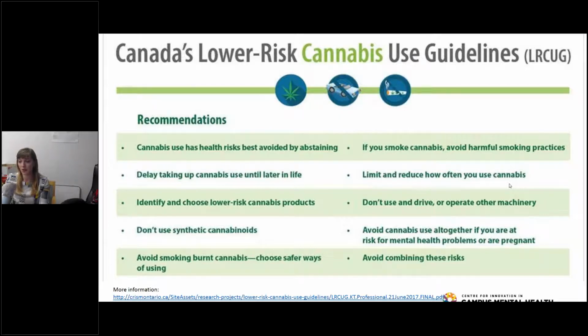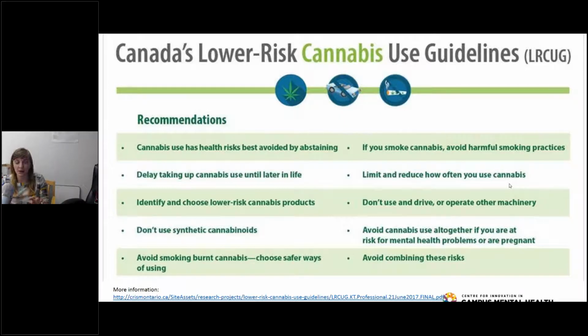It also looks at special risk populations. As we mentioned before, there are some populations that are higher risk for cannabis-related adverse effects. So people who have a history of mental health concerns or family history of mental health concerns or substance use disorders, as well as pregnancy. And avoid combining these risks, as it can amplify the potential harm.